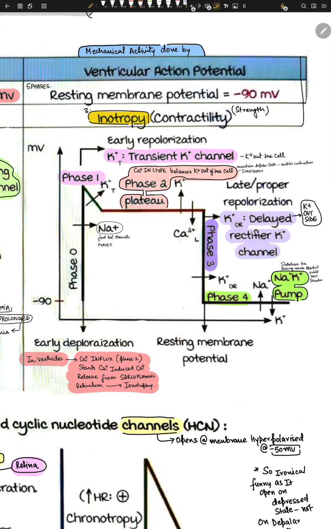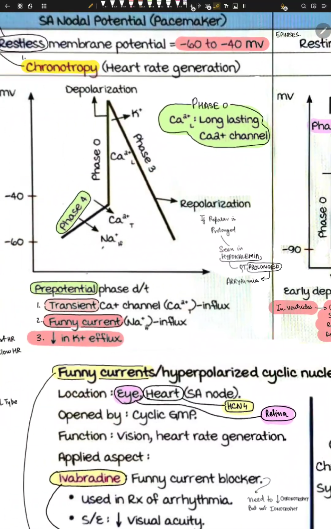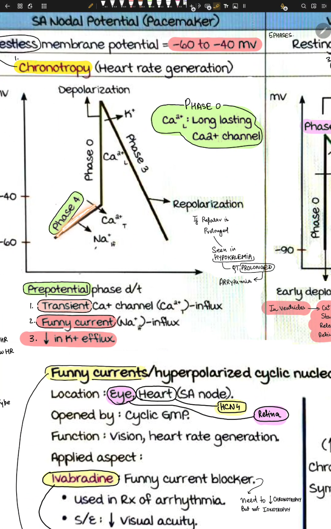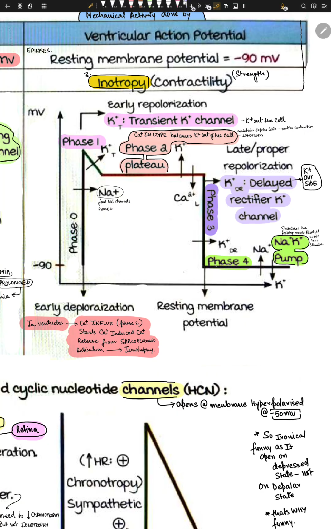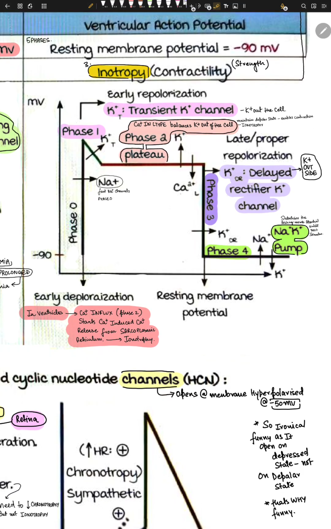For the ventricle, this is phase 4. This is the pre-potential. Here, as you can see, phase 4 is this, and the starting point is this. Understand this: the starting point is not phase 0. The starting point is phase 4. Phase 4 is the resting membrane potential. This phase 4 is responsible for giving ventricular cells a resting state.